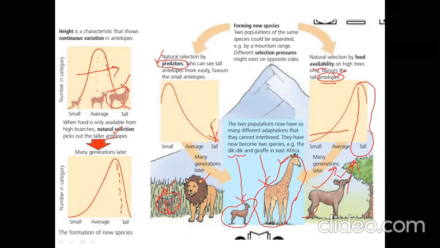In the other case, this population faced the problem of natural selection by predator. There was availability of food, but the natural selection was the predator. Here there is more risk, the lions are more here compared to this side. That's why the small antelope survived. The short, small ones survived more, and they remained very short compared to the original. So the character was transferred from generation to generation, and in the next generations they also remained very short.